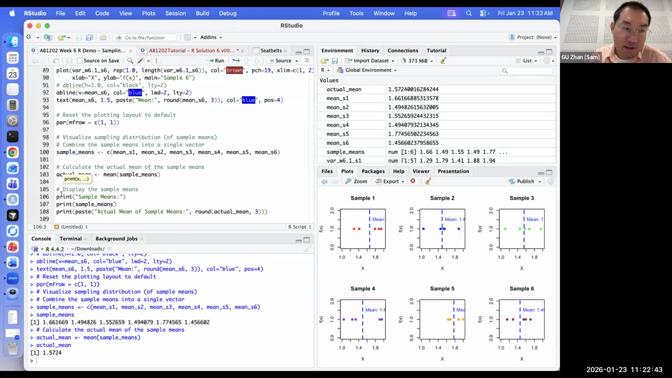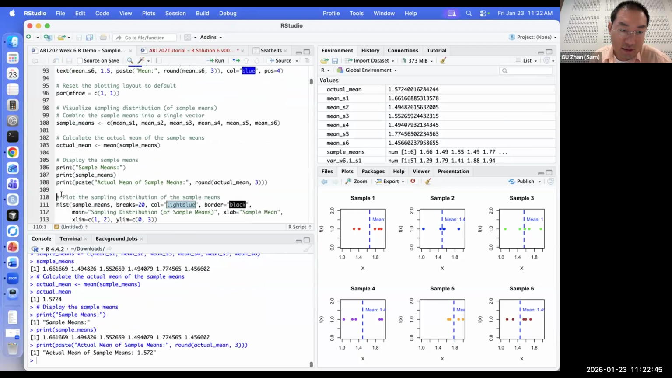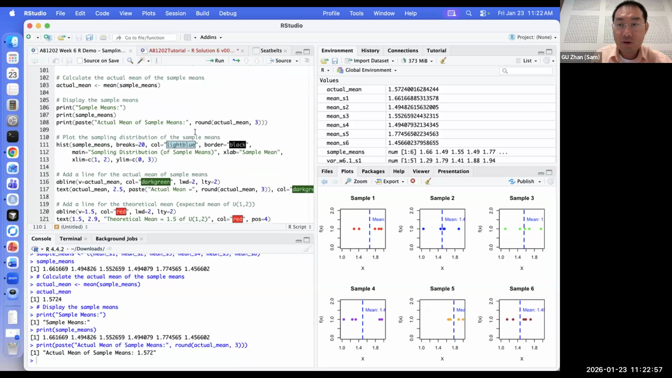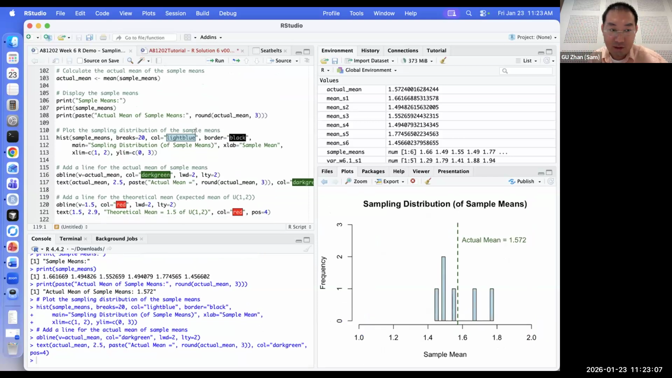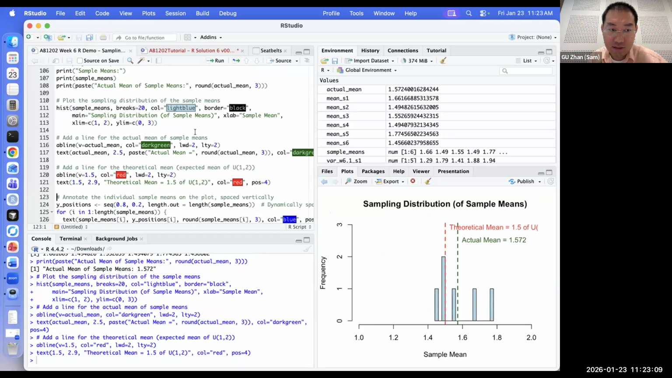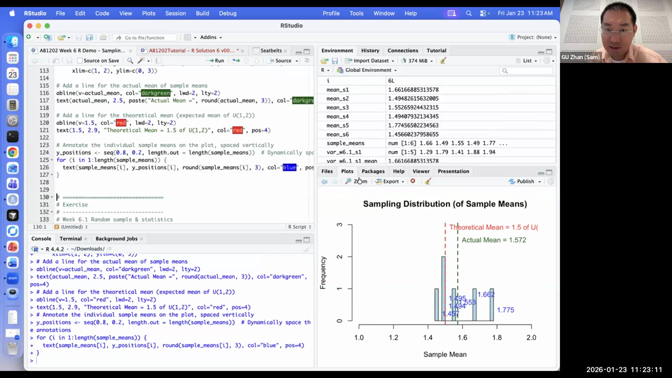The theoretical one is the actual mean from these six samples through the simulation. The simulated mean of these sample means is 1.572. The theoretical one is for the uniform distribution 1 to 2: the theoretical mean, the population mean, is 1.5. So these are the actual mean and these are the theoretical mean. Let's have a look.